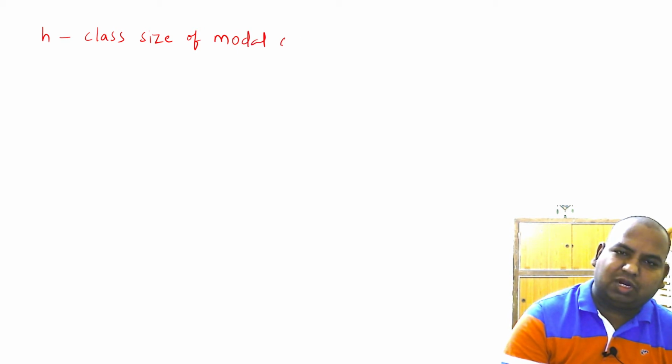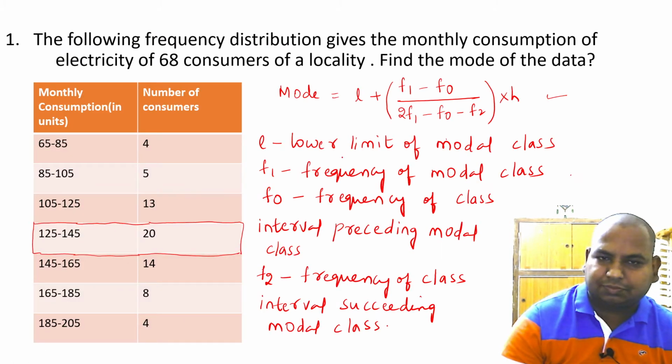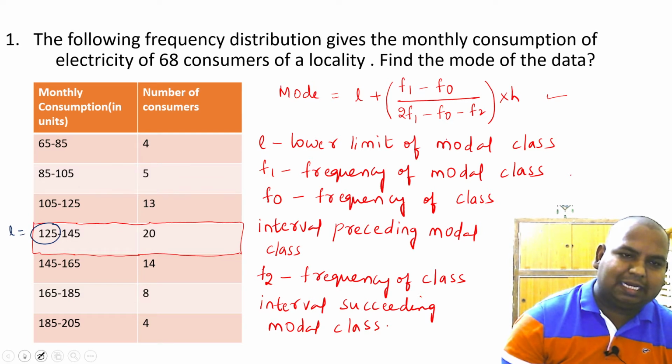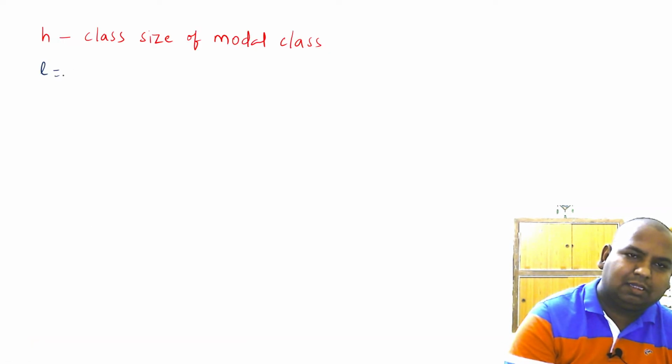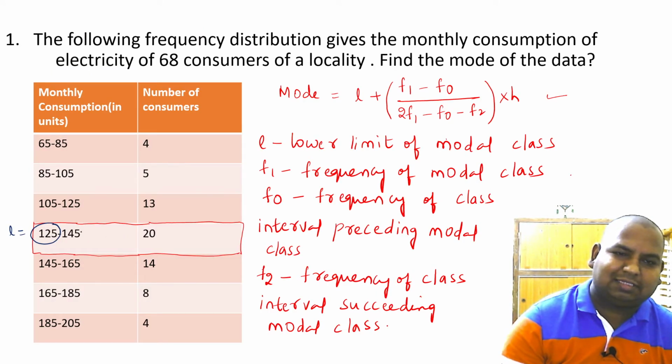Now we'll learn to find all this from the table. What is L here? L is the lower limit of the middle class. What is the lower limit of the middle class? It's 125. 125 is the lower limit of the middle class. So L is 125. Got it? What is the upper limit of the middle class? It's 145. So that we don't need.